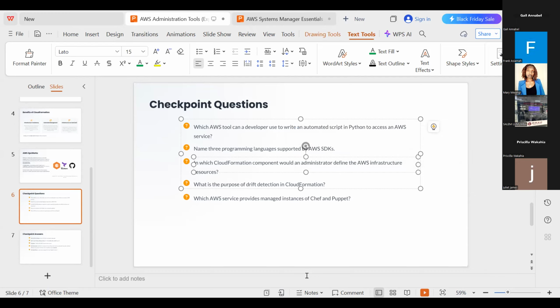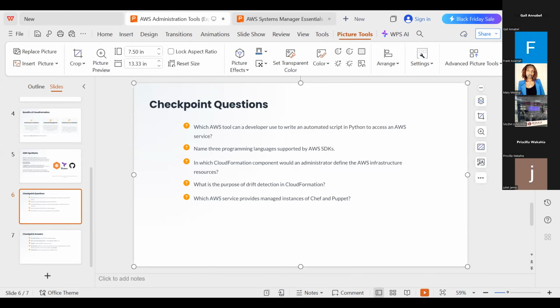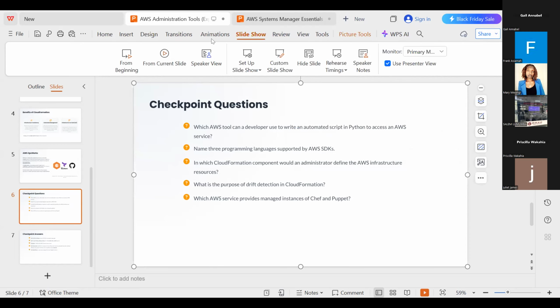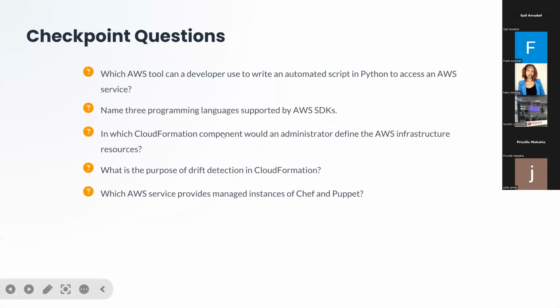Is there anyone still typing Go? That one we have passed, now we are at question 3. Or can you not see well? In which CloudFormation component will an administrator define AWS infrastructure resources? That will be different since there's no answer.